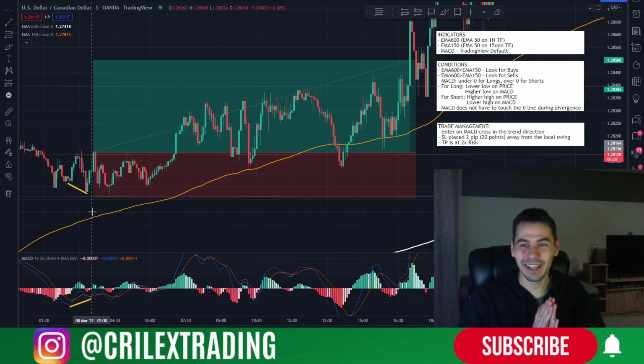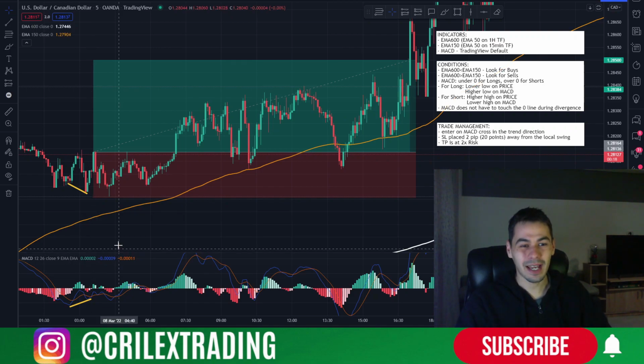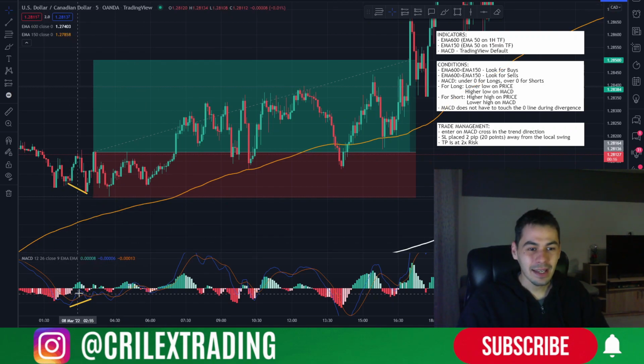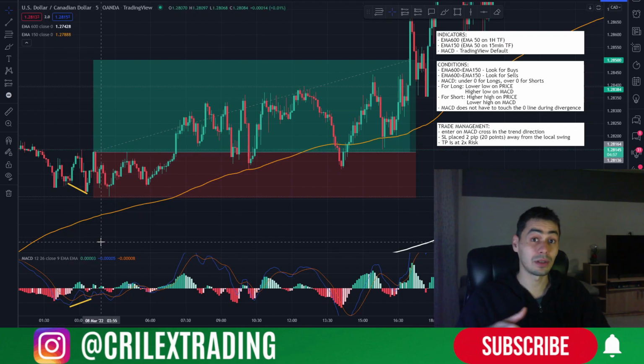And for shorts, of course, you will have to look for higher highs on price and for lower highs on the MACD indicator. Another important aspect here is that the MACD doesn't have to touch the 0 line of the MACD while the divergence is formed. So as you can see here, if it were for the blue line to go above the 0 line, this signal would have been disregarded and we would have to look for another one.